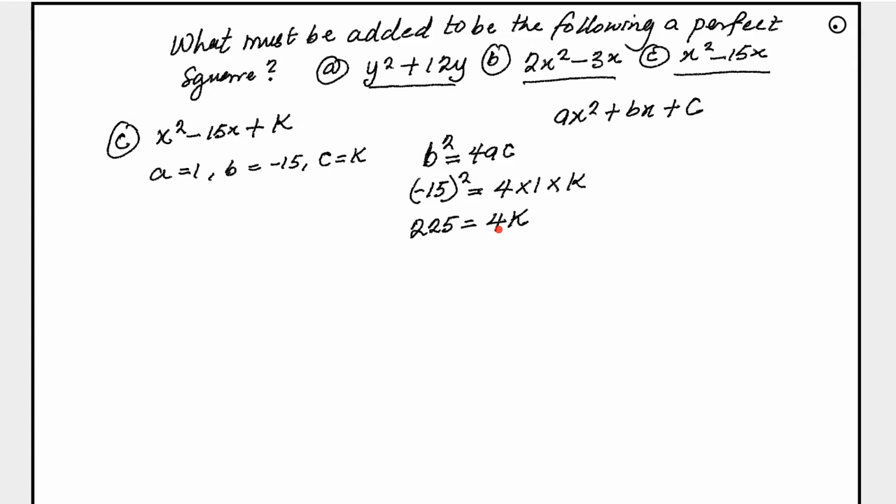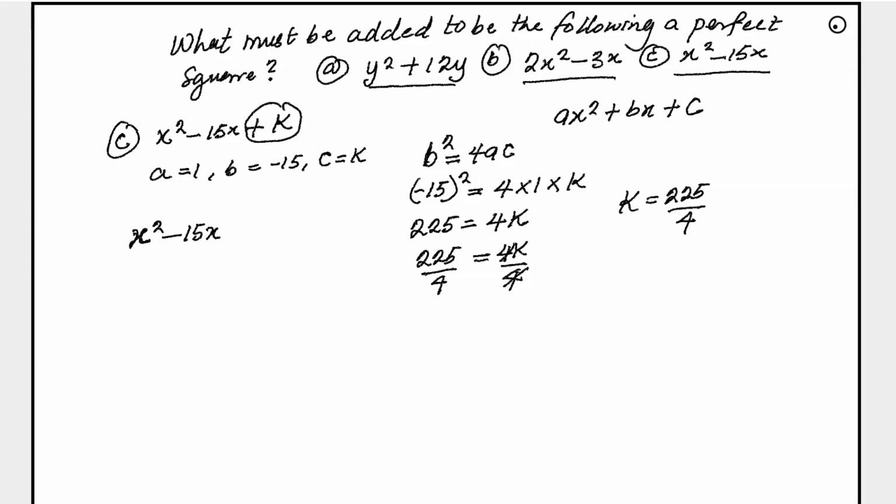I'm looking for k, so I will divide through by 4. Okay, so divide through by 4. This will cancel this. So my k is 225 over 4. So what must be added to x squared minus 15x to make it a perfect square? We said is plus k. So plus, what is k? 225 over 4.